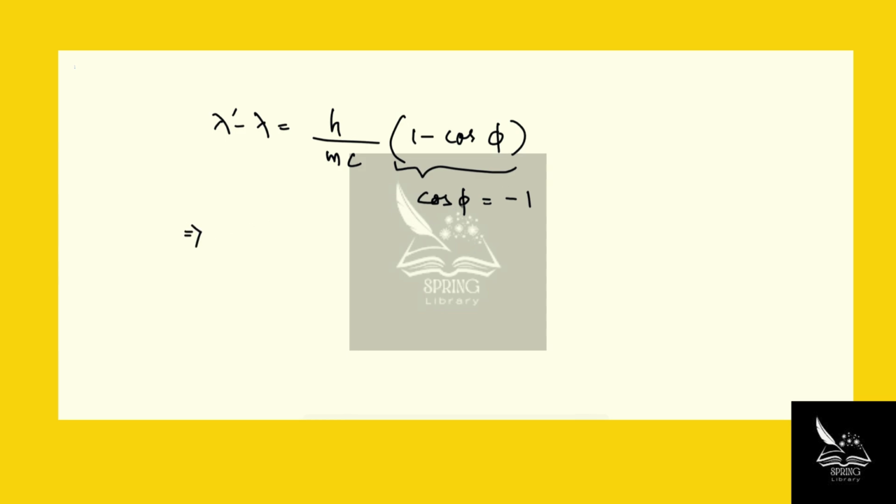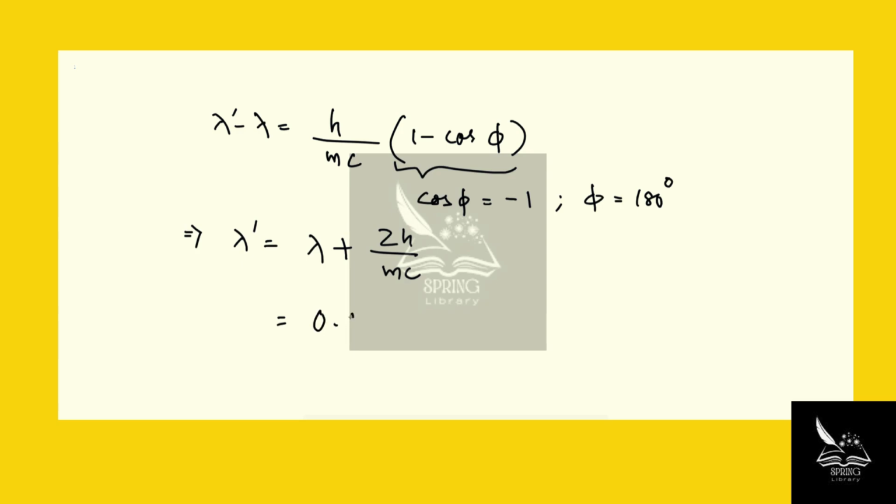So it doesn't really matter what the value of phi is. Phi would necessarily be 180 degrees, but we don't need to find that. We just need to find the maximum scattered wavelength. So now lambda dash will be lambda plus twice of h over mc. I have already substituted this value over here, and that gives us a factor of 2. So now we can simply solve this equation.